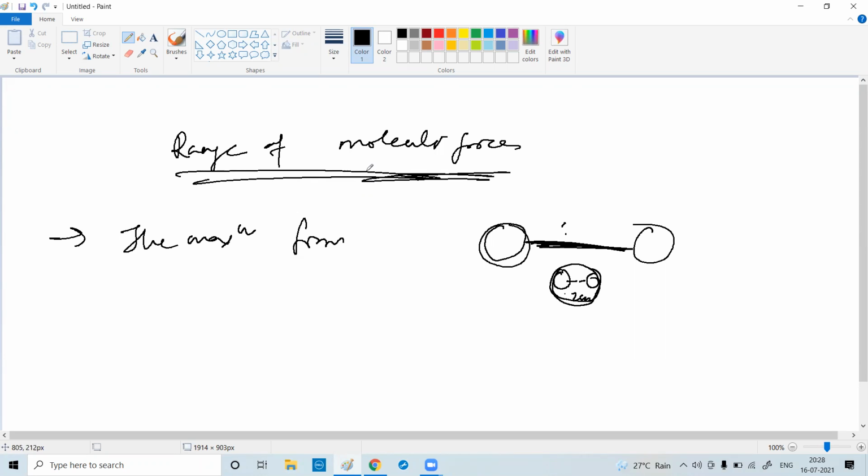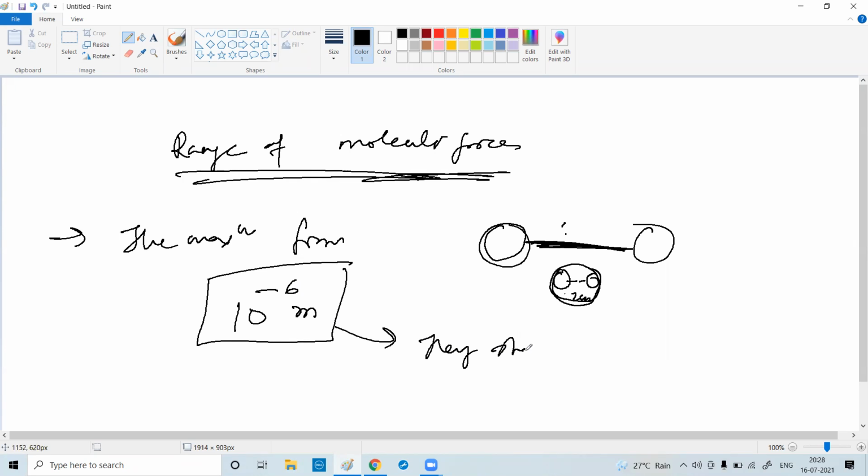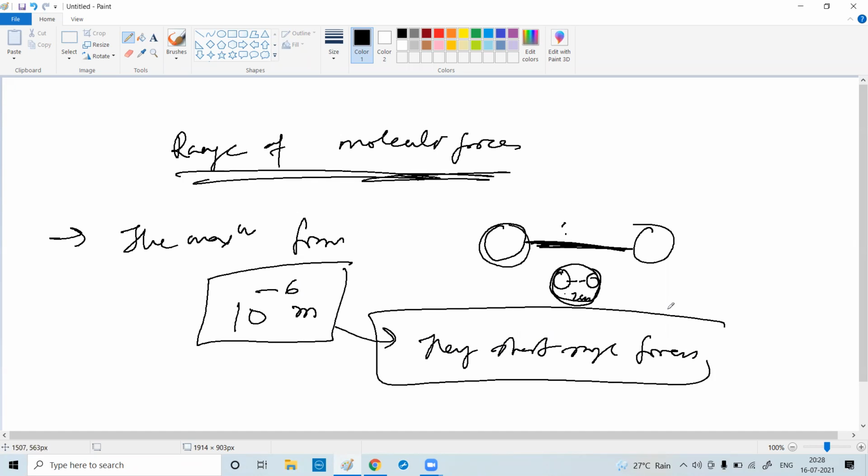So in solids and liquids, this range is 10 to the power minus 6 meter. That's why they are short range forces. But what about gravitational force? Is it a short range force? No. It is a long range force.